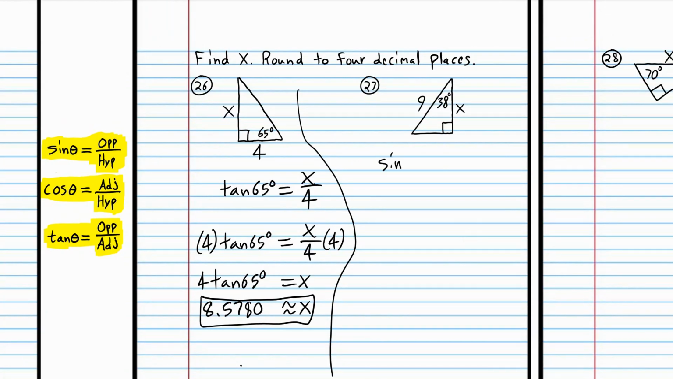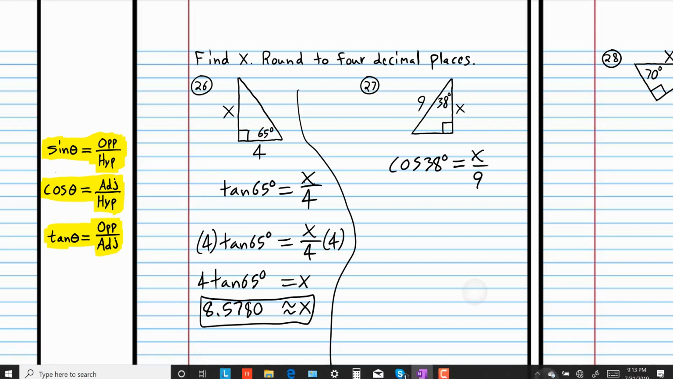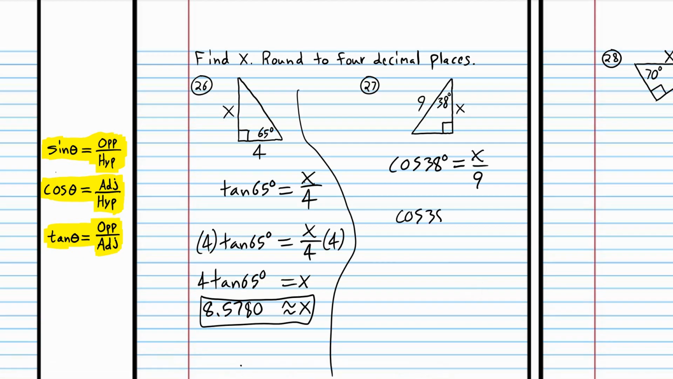All right, so let's try 27. I'm going to try sine 38 degrees. That's equal to opposite over hypotenuse. Whoops, we don't have the opposite side, so we can't use sine. So let's try cosine. Cosine 38 degrees is equal to adjacent over hypotenuse. We did it. That's correct.